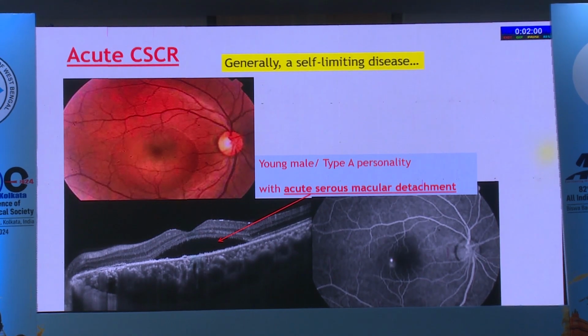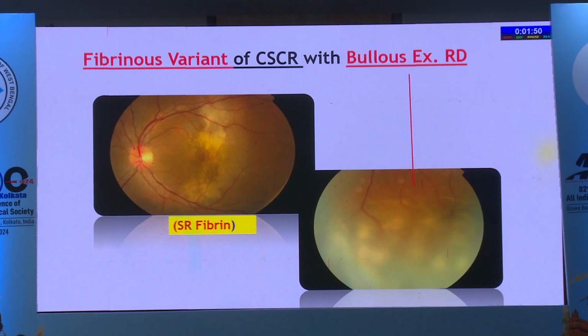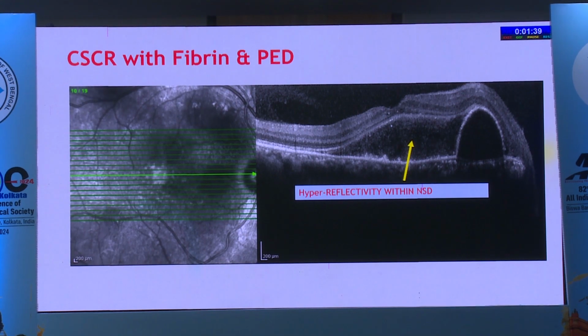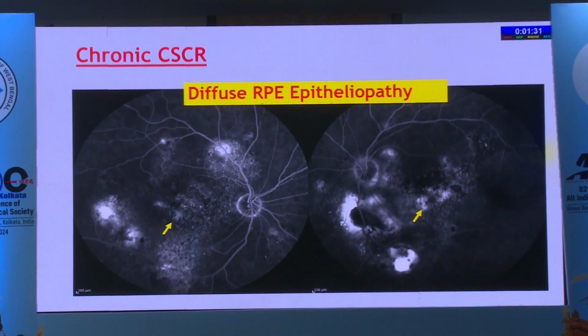Moving to the next entity, CSC is generally a self-limiting disease. As you know, you have a serous macular detachment with a point leak overlying a thick hyperpermeable choroid. We have the more difficult variants of this disease, like the fibrinous variant of CSC or the bullous variant of CSC with exudative retinal detachment. The fibrin is usually appreciated by the presence of hyperreflective material in the neurosensory detachment, with or without leaking pigment epithelial detachments.